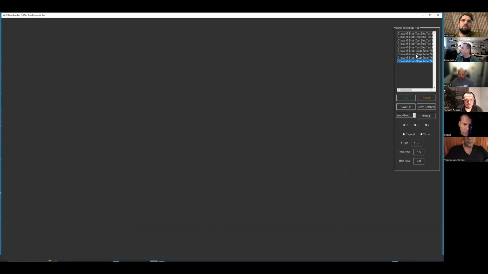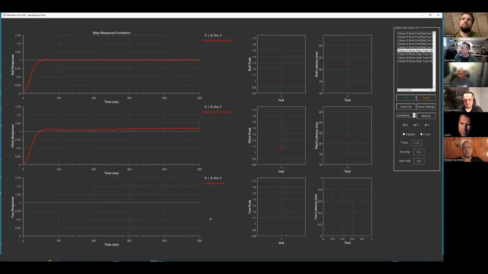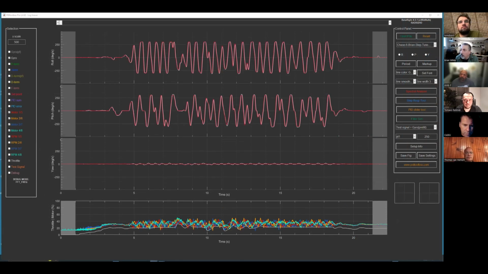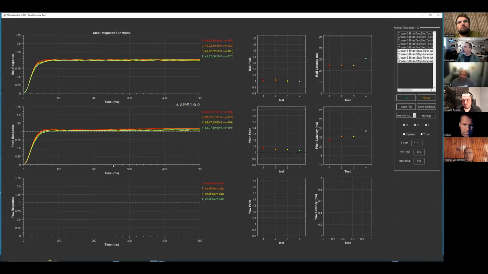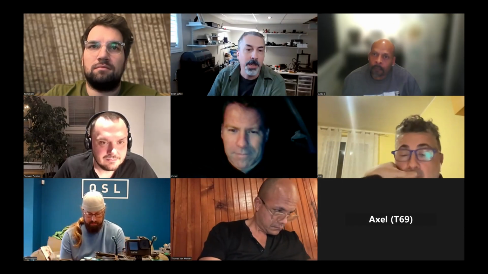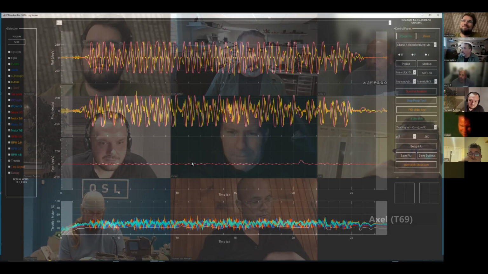Let's go back to our step response and see what our result was. So, roll pitch. You can see that the latency is roughly 21 milliseconds on roll and about 23 on pitch. So the only thing left to do then is to boost the master multiplier. Okay. We got some more results. So this looks pretty good.